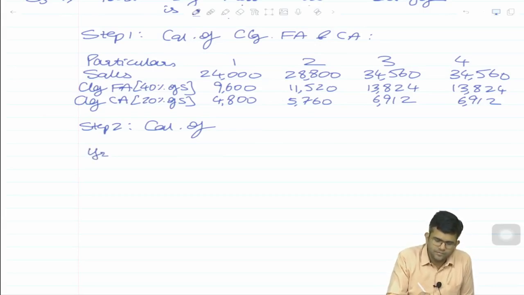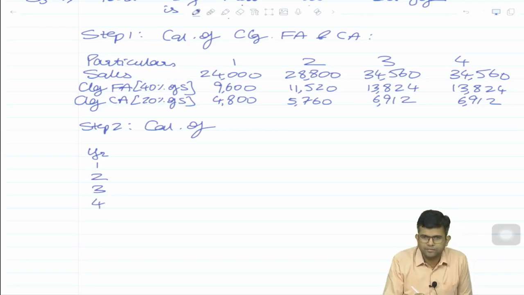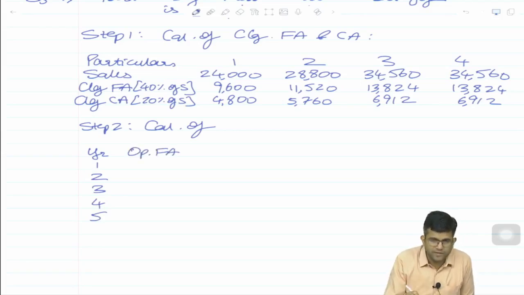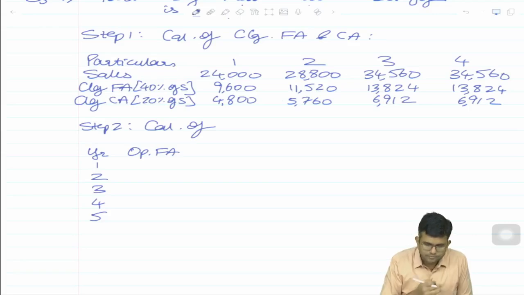Year 1, 2, 3, 4, 5. Opening fixed assets will be what? Can I say whatever is the closing will become the opening? I hope you are able to understand. Whatever is the closing of the previous year will become the opening of the next year. Everybody clear till here? Everyone following what I am speaking?